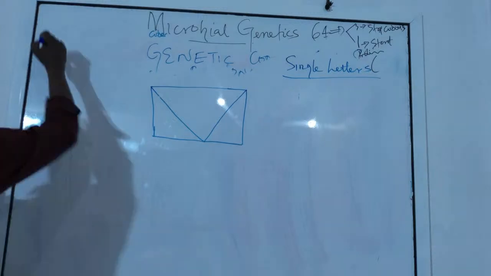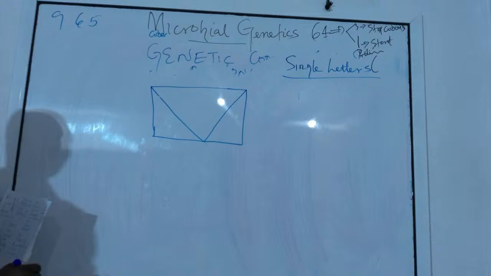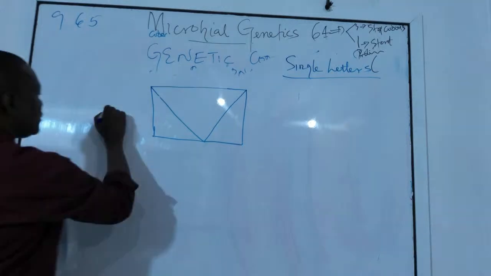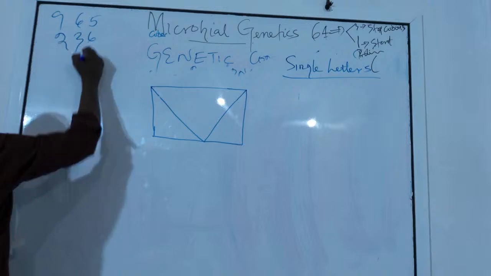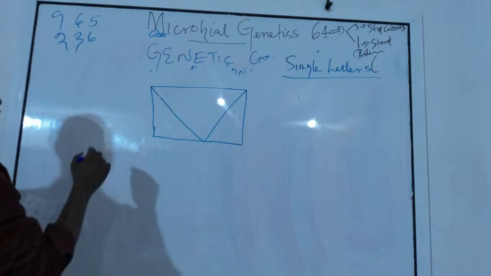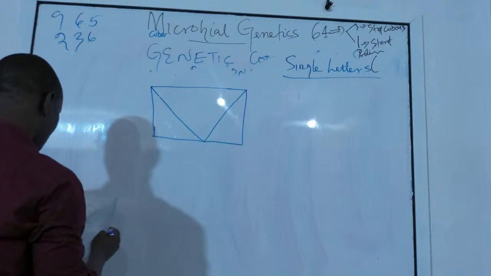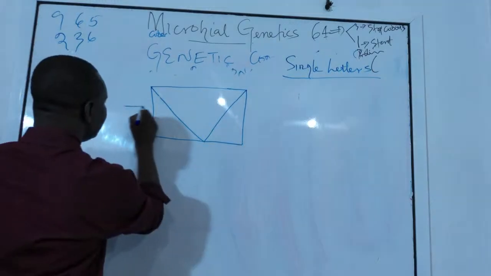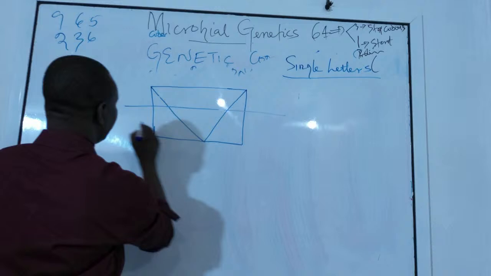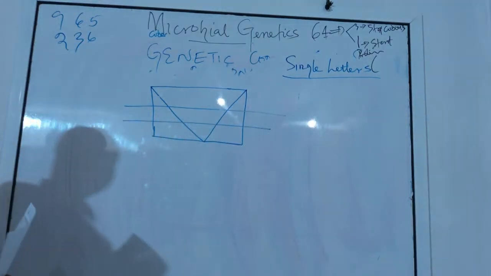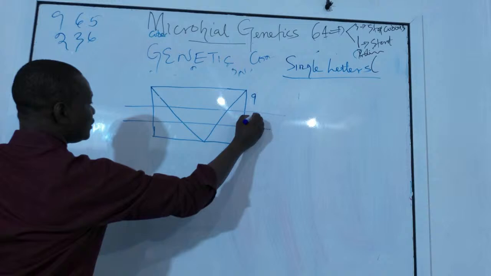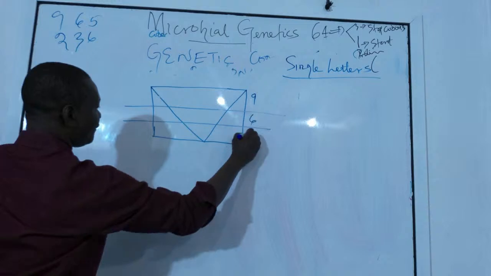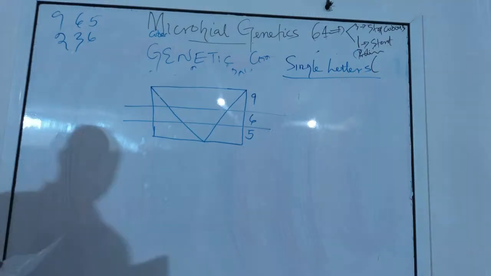The first thing you will do is write 965 somewhere. Then you should also write 236 somewhere. I'm going to tell you what each of these figures stands for. Now, divide this into 3, so that 9 is going to stand here, the 6 is going to be here, and the 5 is going to be there. Now remember this combination of words.